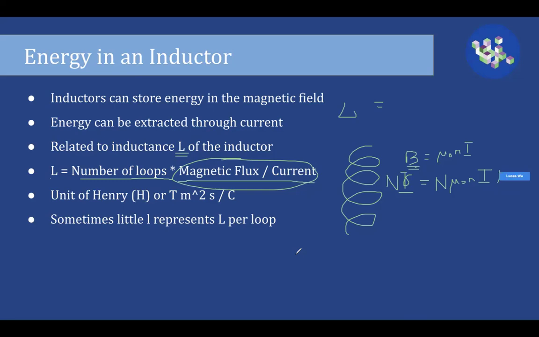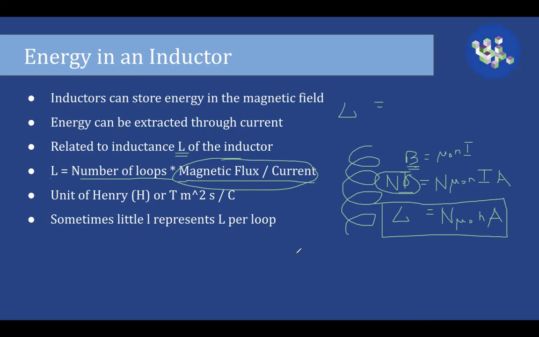So the area A. And so what's the inductance? Well, the inductance is this divided by the current. That just equals the total number of loops times mu zero times the number of loops per unit length times the cross-sectional area of the solenoid. And you can see it doesn't depend on the current that goes through the inductor. It's an intrinsic property of the inductor.